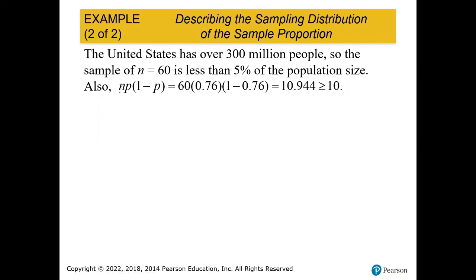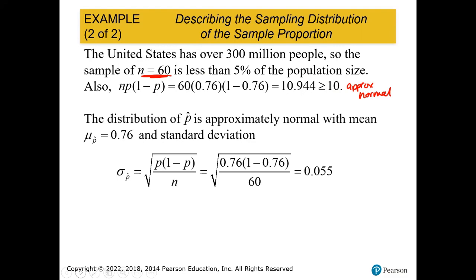And then the second thing is to check this formula here, n times p times the quantity 1 minus p, to see if it gives me a value greater than or equal to 10. If I do not satisfy this equation, I cannot say that we are approximately normal. So n is 60, p is 0.76, and we just use our calculator here. I get 10.944, which is clearly bigger than 10. So we can say we are approximately normal, and we can continue on with the process.